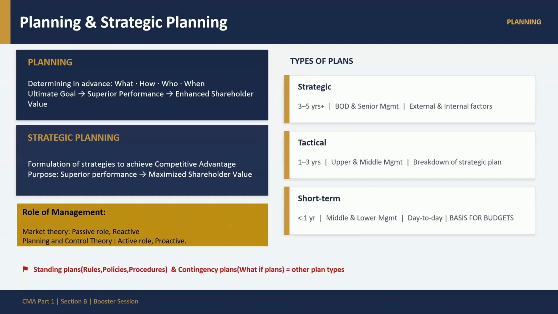Through the same planning, if we follow as usual planning as any other business does, we will not be able to reach the top. So our strategies have to be different, unique, and it has to attract the customers. Only then we can reach the top. That is what we discuss in strategic planning. Formulation of strategies to achieve the competitive advantage. And the purpose, as I told you, ultimately it will be to achieve the superior performance, which maximizes our shareholder value.